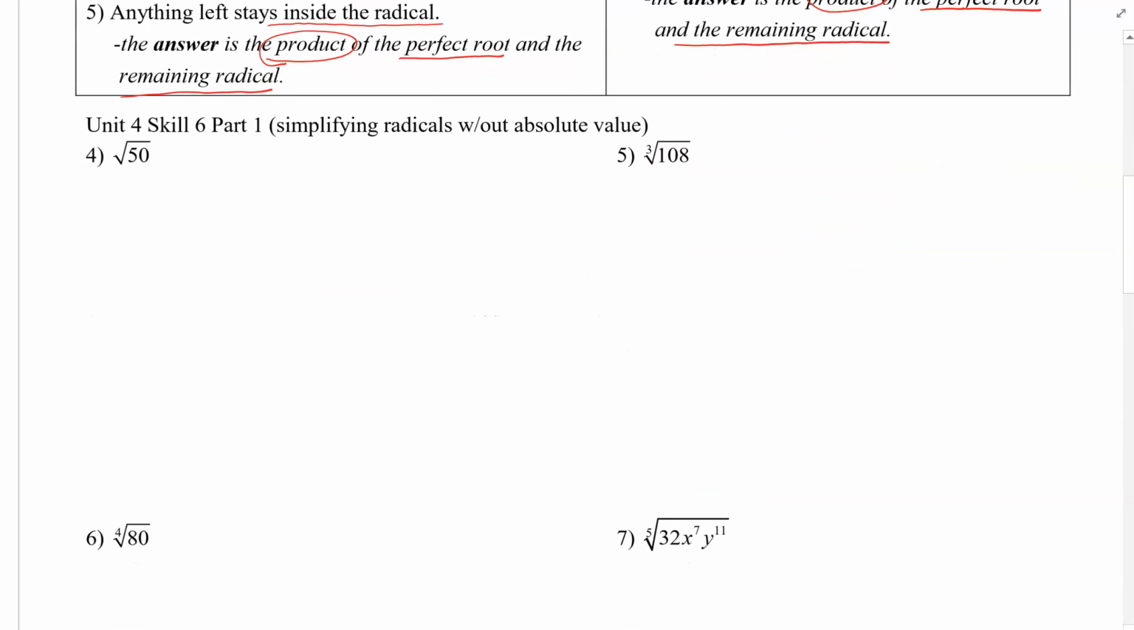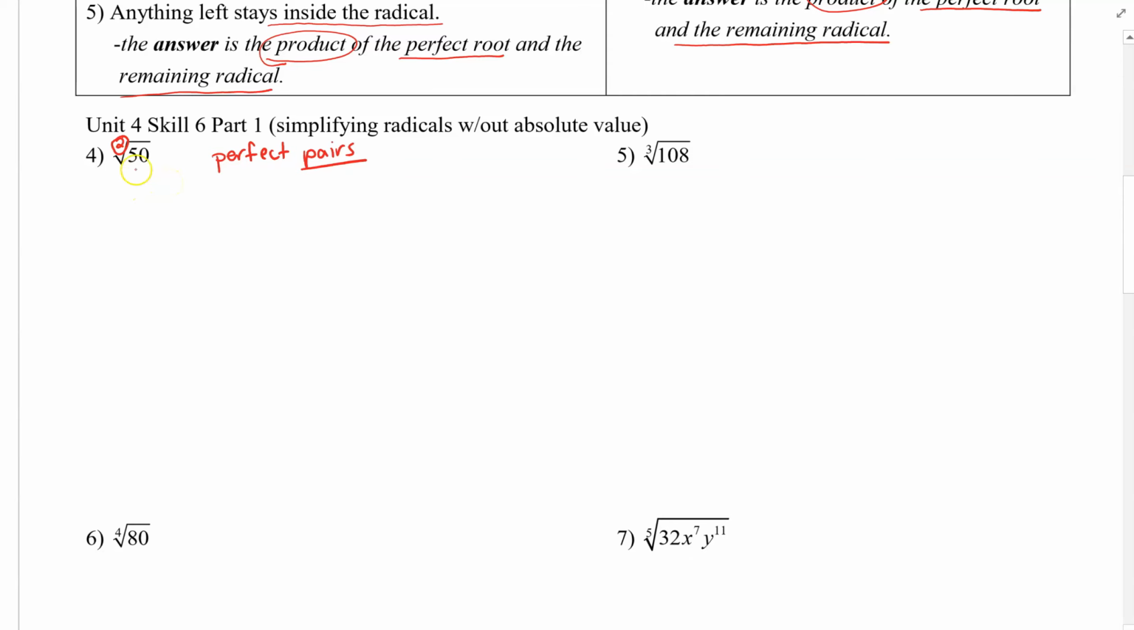In example 4, there's no index shown. So then what we are to understand is that it is a square root, right? A square root is the default root. So we're looking for perfect pairs, right? Perfect pairs. Two identical numbers that multiply together.